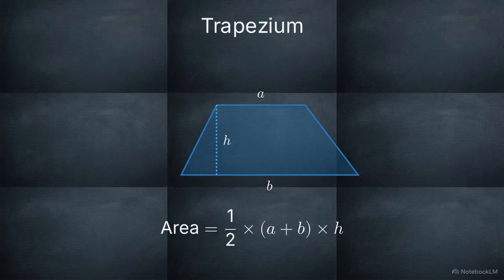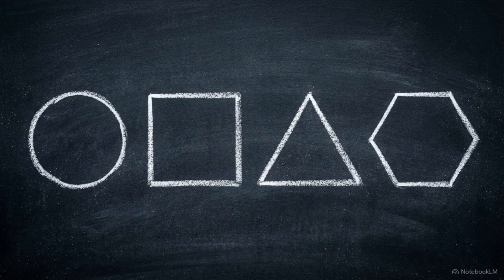For a trapezium, we calculate the area by taking the average of the 2 parallel sides and multiplying by the vertical height. Each of these polygons demonstrates that 2D formulas are simply different ways of quantifying the relationship between flat boundaries and the space they enclose.